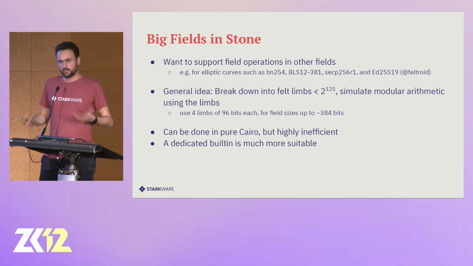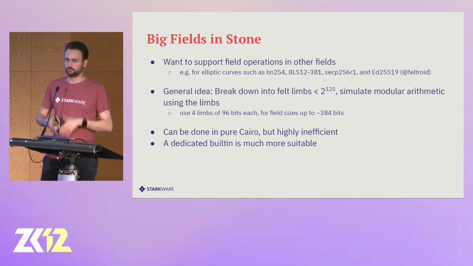And the general idea for how to do this kind of arithmetic is to break down these big field elements into limbs that will fit in a felt. And actually, we want products of such limbs to also fit in a felt. So each of these limbs should have size which is at most half the size of a felt. And then we can use these limbs to simulate modular arithmetic. So we want to support here fields up to 384 bits. We know that's useful for that BLS curve. So we decided to use 4 limbs of 96 bits each for this built-in.